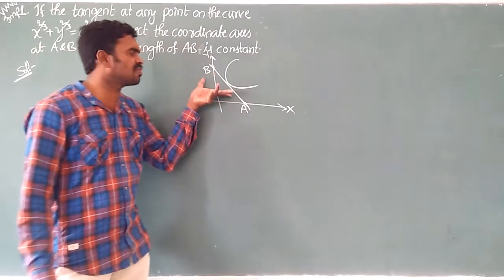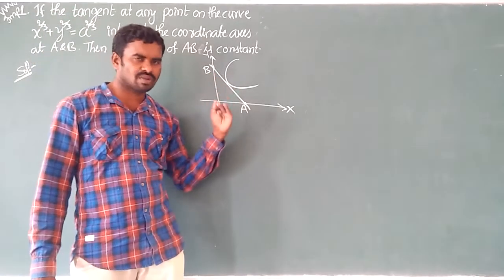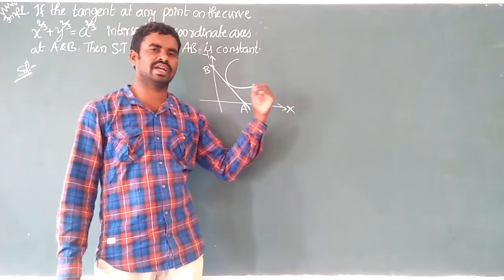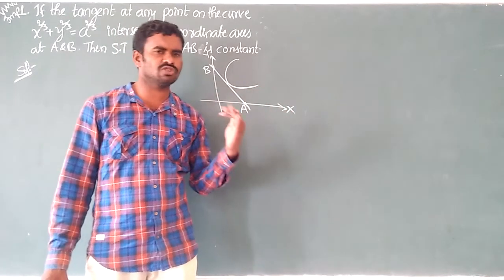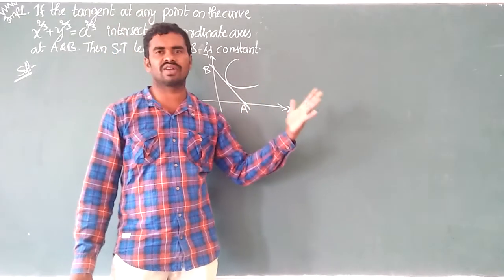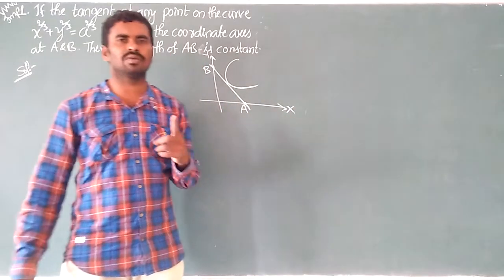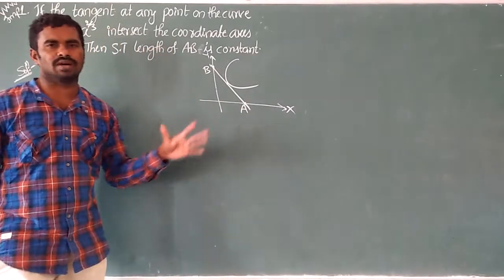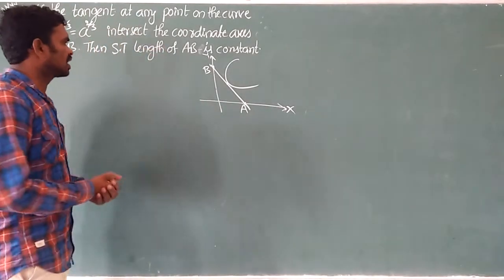What is the formula for the length AB? Root of (x1 minus x2) whole square plus (y1 minus y2) whole square. Of course, you can also use root of (x2 minus x1) whole square plus (y2 minus y1) whole square, which is also correct. No problem, don't confuse, you can write either formula. Okay. Next.